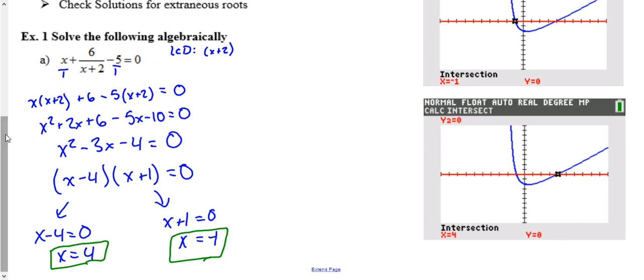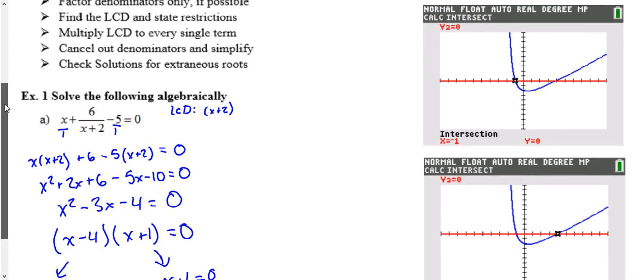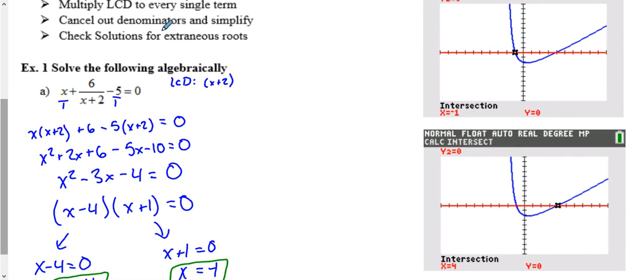The one thing we haven't really talked about here is we should state a restriction after we figured out our LCD. Our restriction is always in our denominator. So what's in our denominator? It's x plus 2. So my restriction, I'm just going to do it off to the side here, is x plus 2. That whole denominator cannot equal 0. So really x cannot equal negative 2 there. So negative 2 was my restriction. X equals negative 2. So that's the first one.